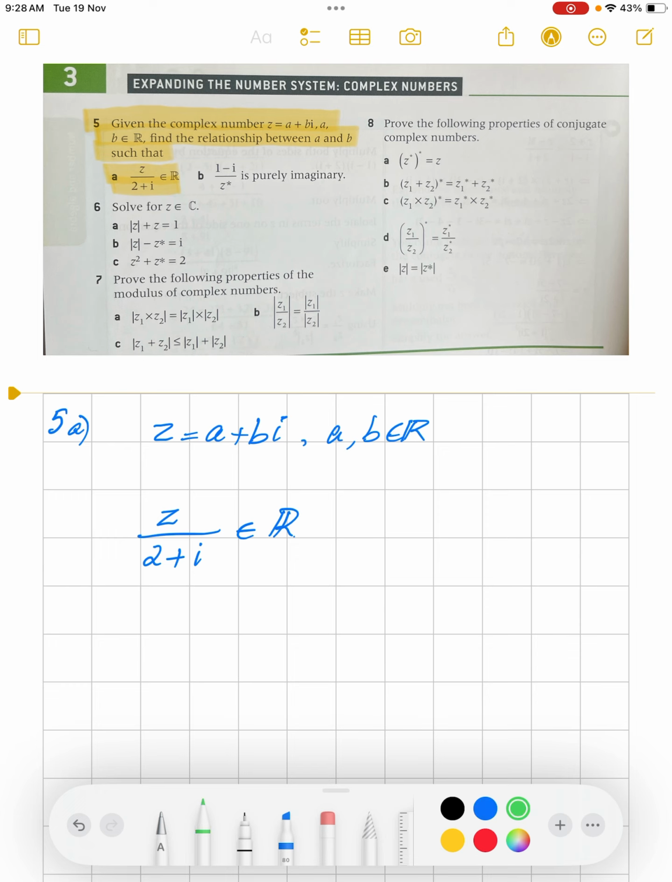Now, when you see this as an element of the real numbers, what that is saying is that the imaginary part of this expression, z over 2 plus i, is actually going to be 0. So if the imaginary part is 0, then z over 2 plus i is in fact an element of the real numbers and not an element of the complex numbers.